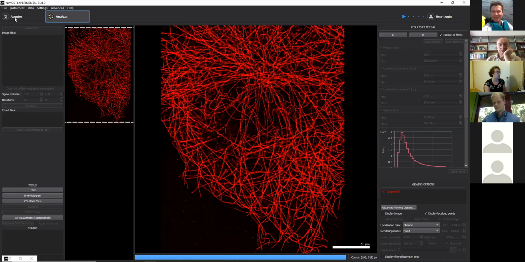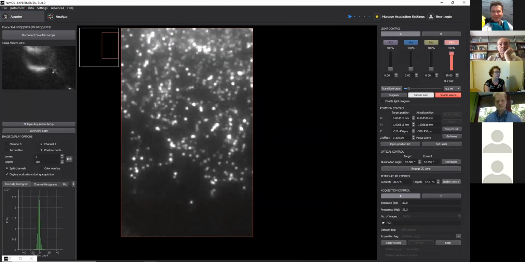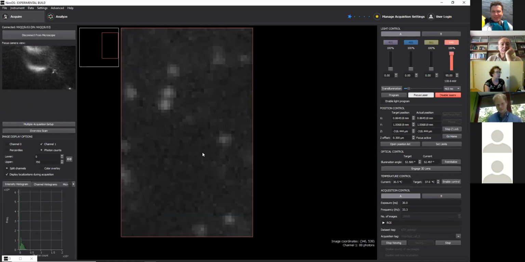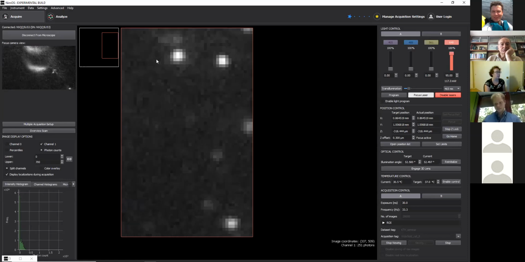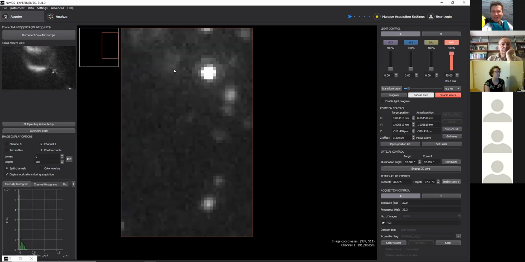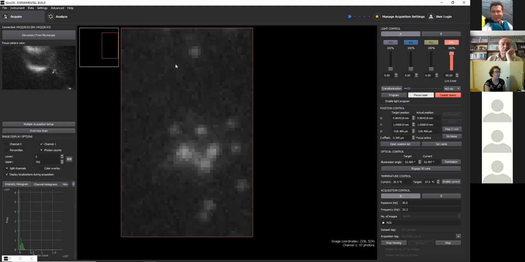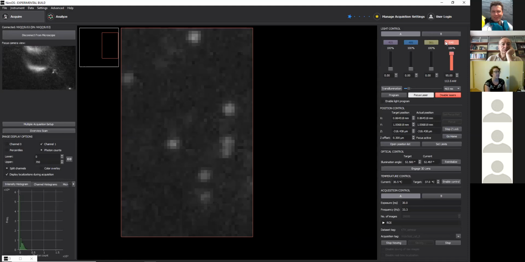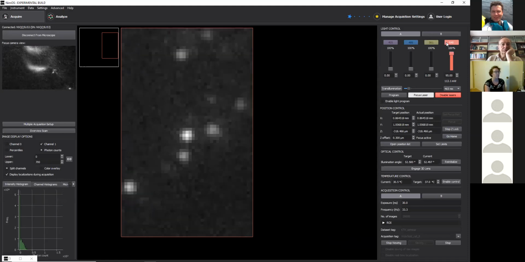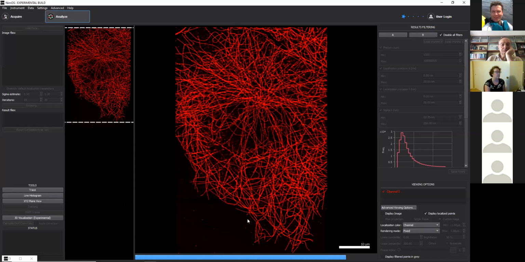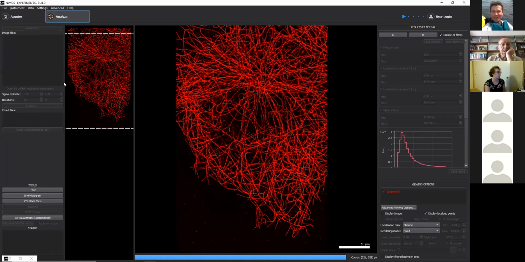So I'm just going to go back to that acquire tab for a second and show you that blinking again. So basically, for each one of these localizations, if I zoom in, this is a diffraction limited spot, probably around 250 to 300 nanometers. But when the software detects that localization, it's able to find the center of it. And then that spot has basically a precision of around 20 nanometers or less. And so when it's plotted in the super resolution image, we now get enhanced resolution.